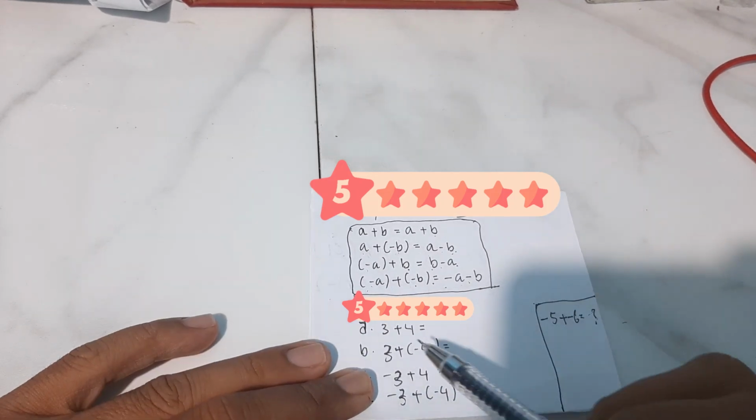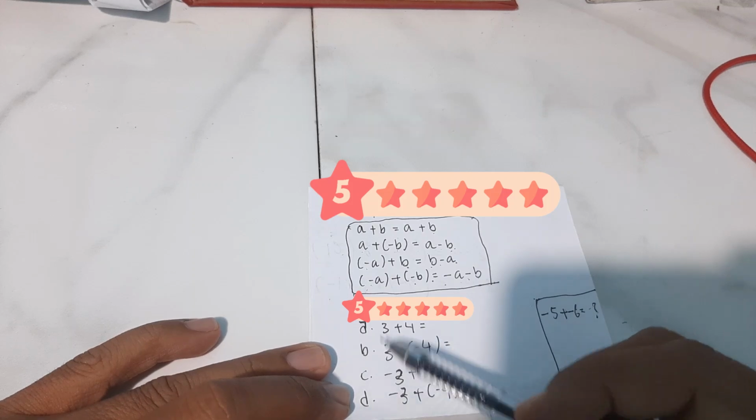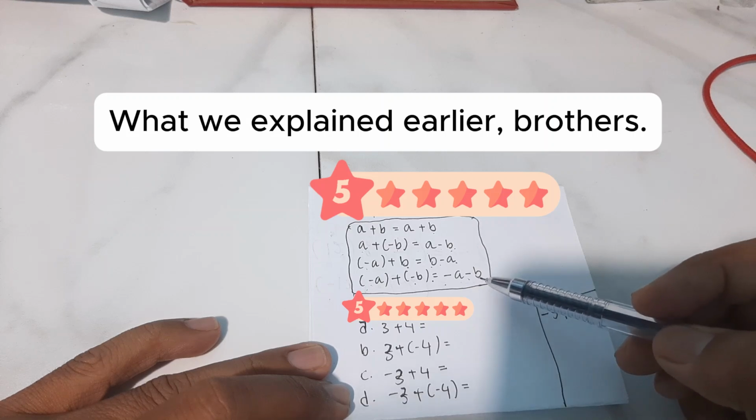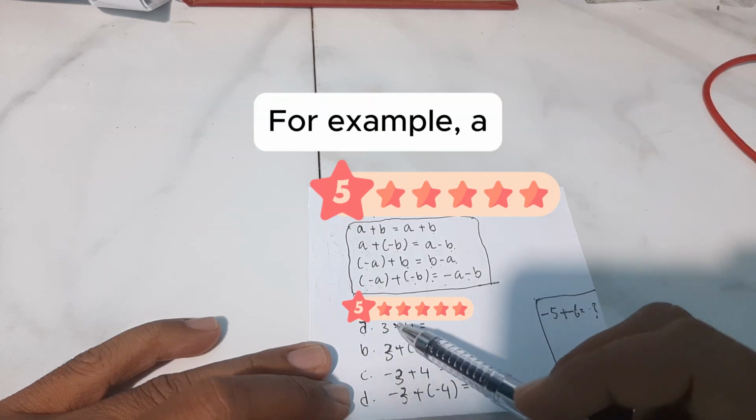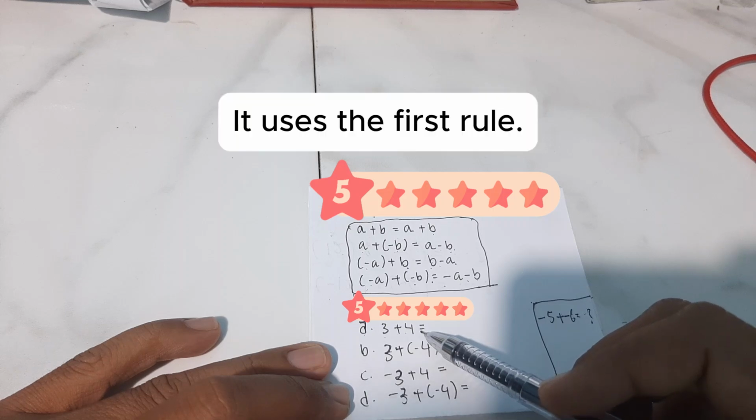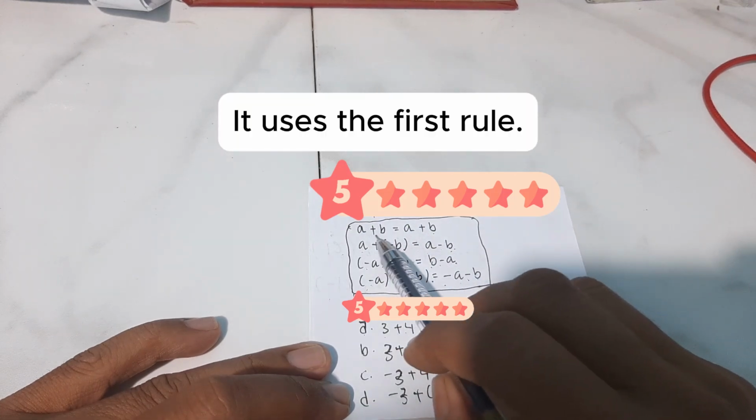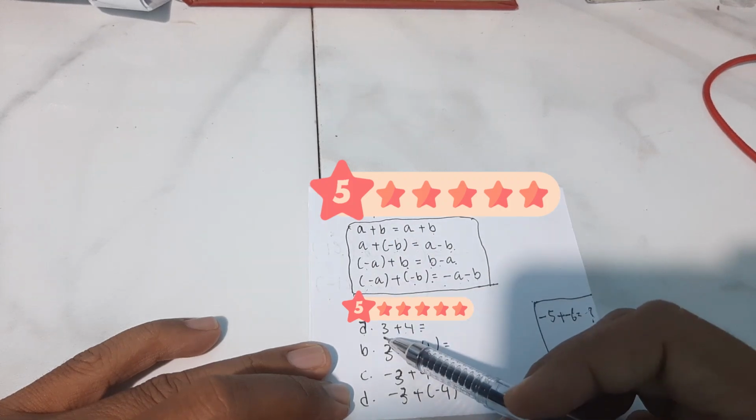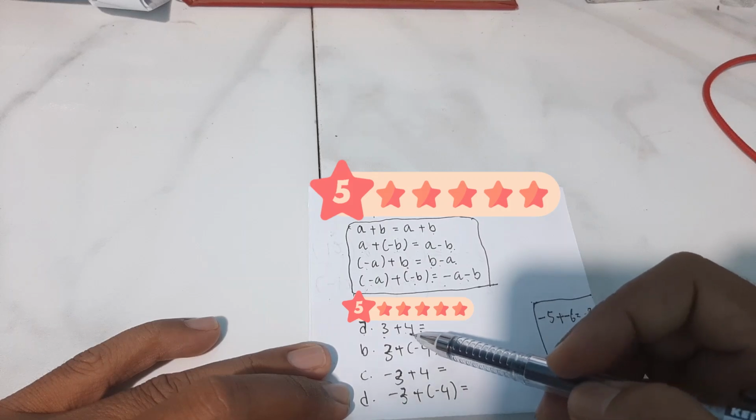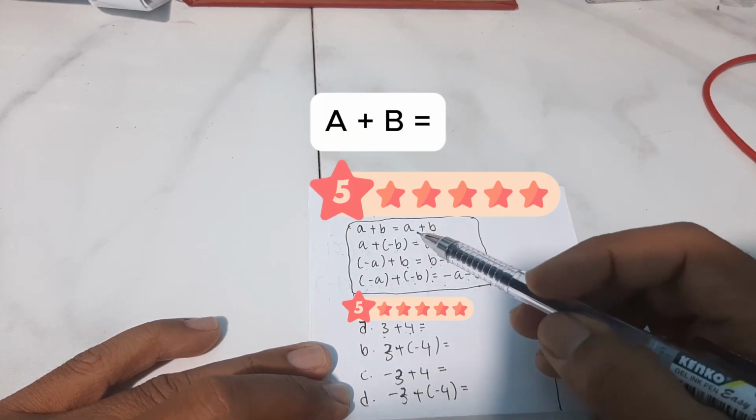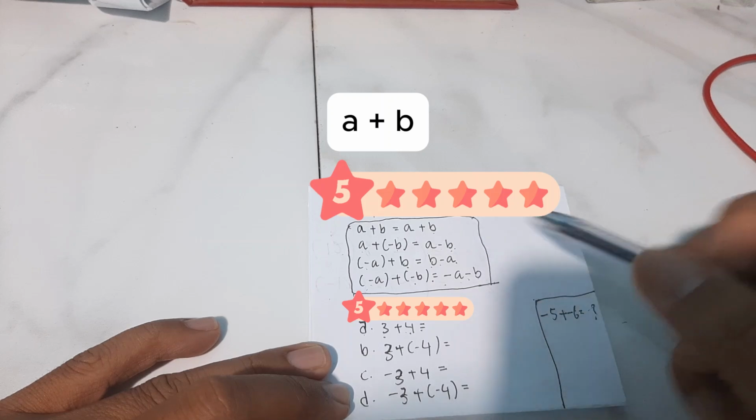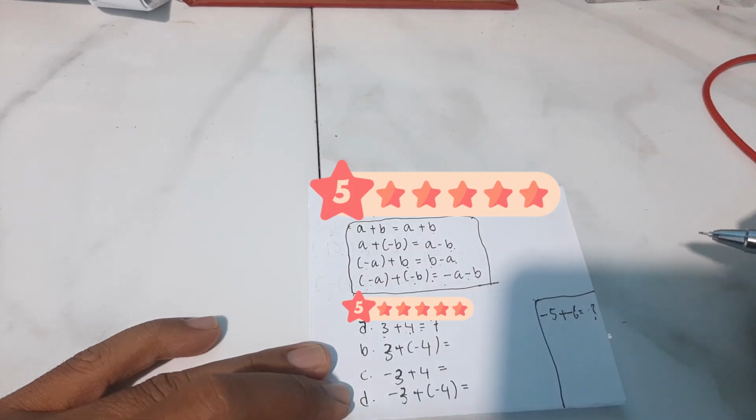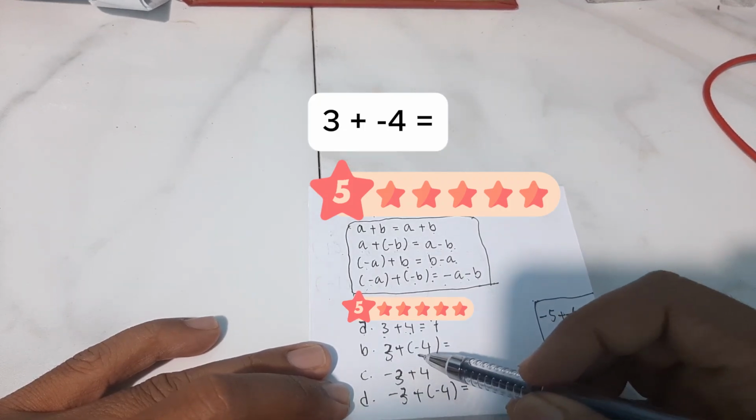As an example, we'll solve some problems with the rules we explained earlier, brothers. For example, 3 plus 4 equals. It uses the first rule: a plus b equals a plus b, where a equals 3 and b equals 4. The answer is how many, sisters? 7, right?